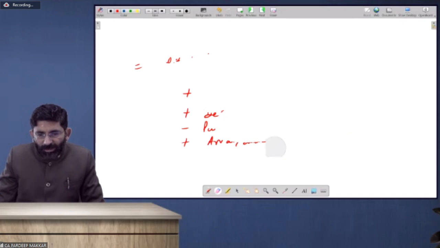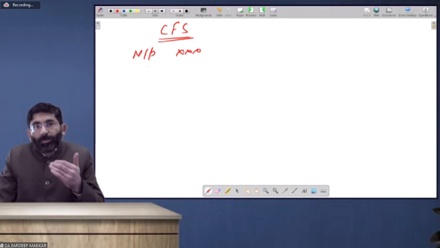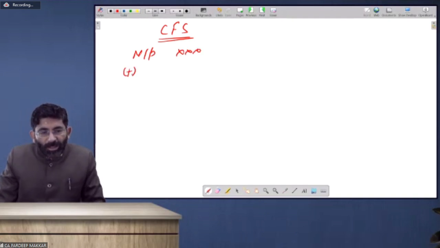This is lengthy. I would like to do it in a proper proforma. According to my opinion, it should be in a proper proforma. So I'm writing it again for you. First of all, remember the cash flow statement. In that there is the net profit. First of all, you have to calculate the profit, then add back depreciation or any other non-cash expenditures.